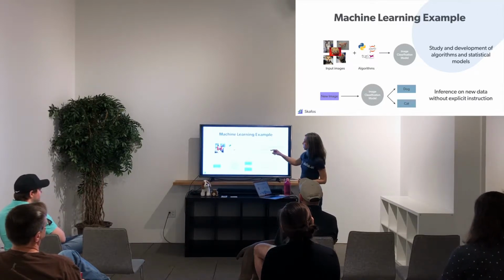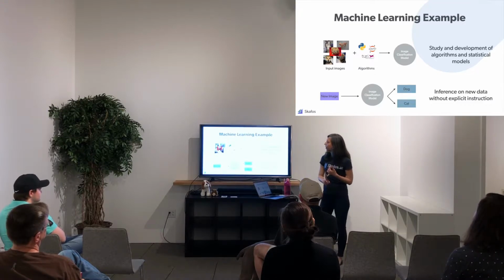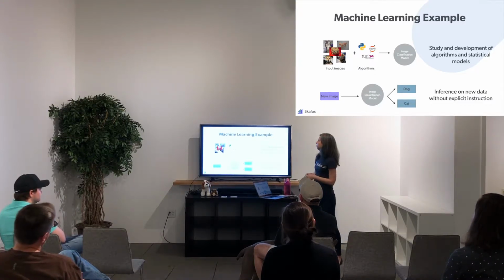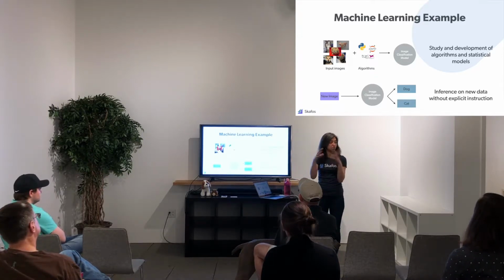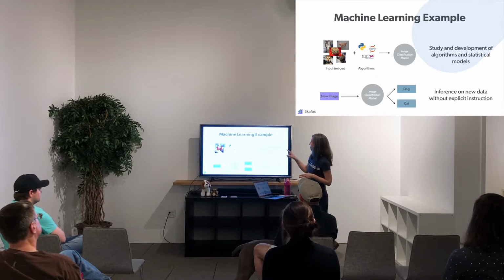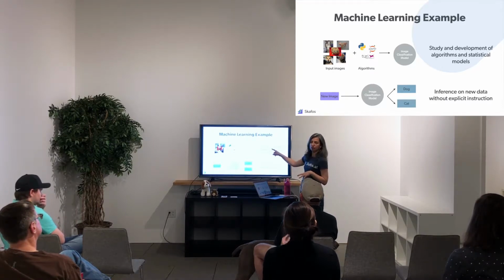And I probably use some Python code. Maybe I use Turi Create, which is a particular type of library. Maybe I use a Jupyter Notebook. Maybe I'm on Google Colab, whatever, right? There's a bazillion different tools you could use. And you come up with this image classification model, right? This is the thing that comes out of it.